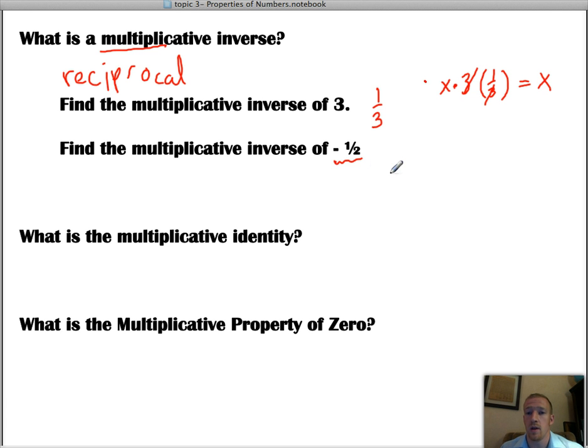What's the multiplicative inverse of -1/2? It's going to be -2. All right, so they keep the same signs in multiplication for inverses, right?